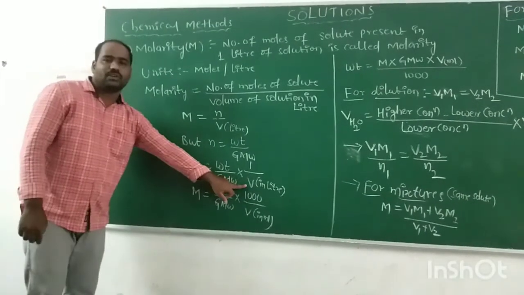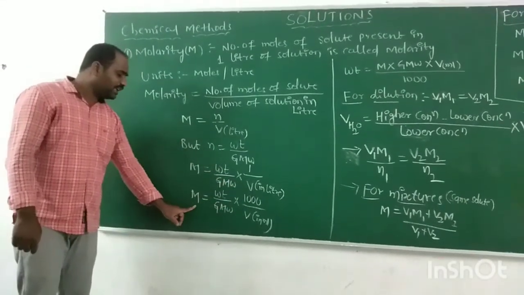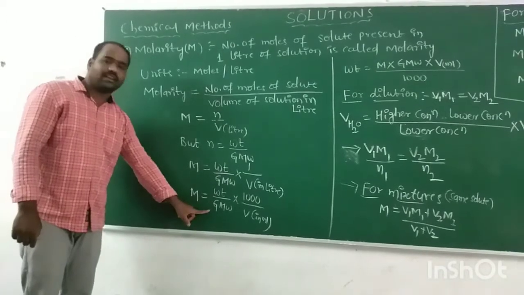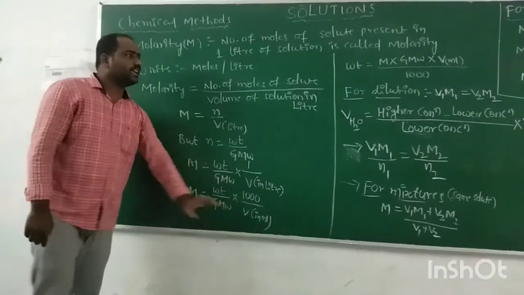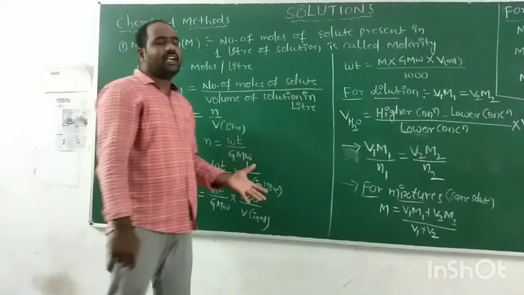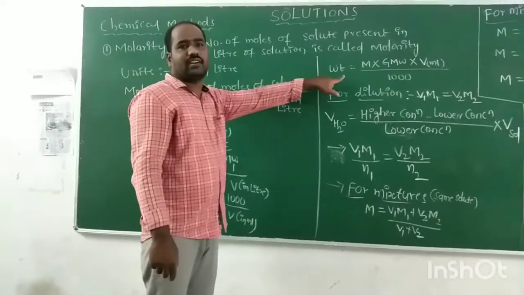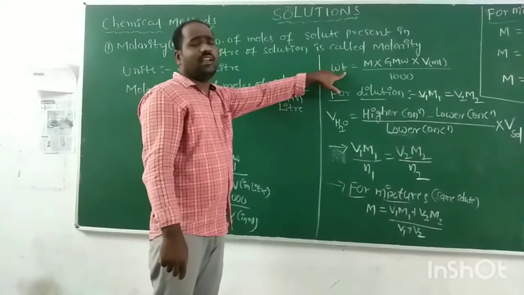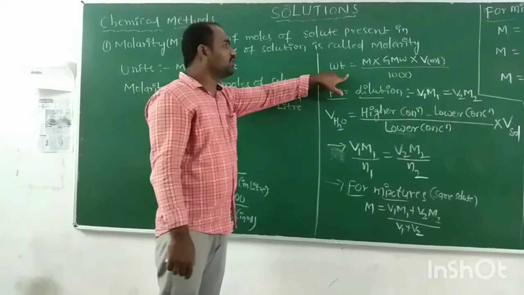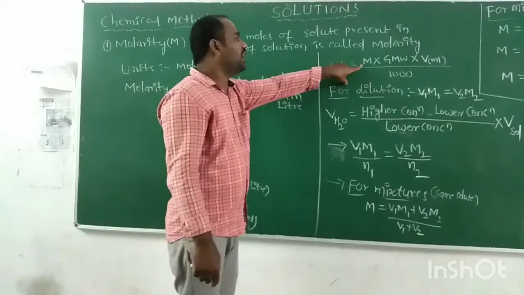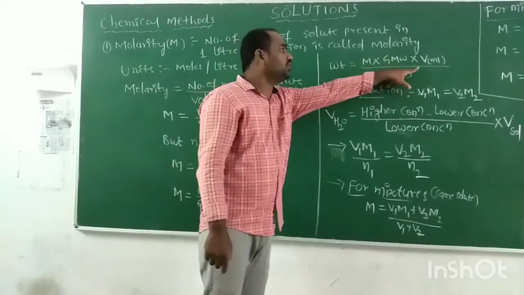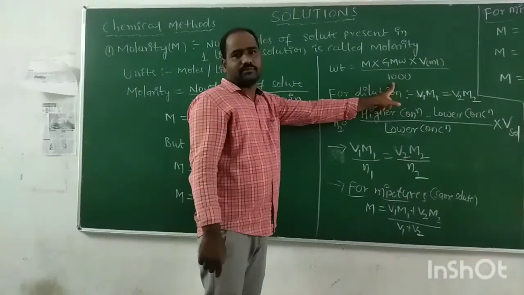If the volume of the solution is taken in ml, molarity is equal to weight by gram molecular weight into 1000 by V in ml. If we know the molarity of the solution, we can also calculate the weight of the solute. Weight is equal to molarity into gram molecular weight into V in ml by 1000.